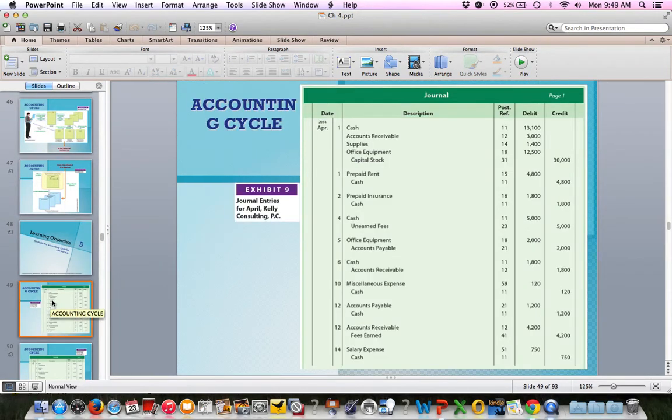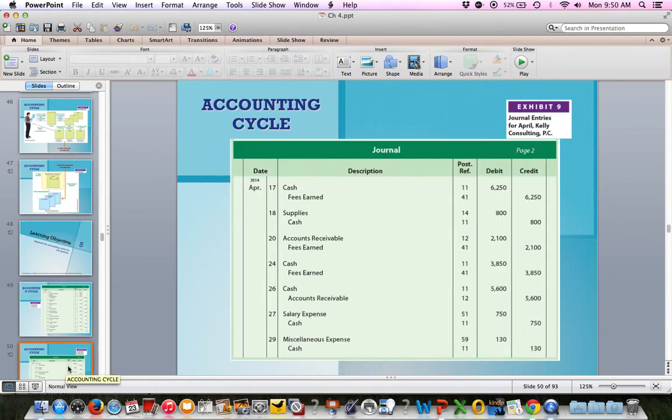So let's go ahead and just take our sample company, or a new sample company I should say. This is for Kelly Consulting for the month of April, and you can see we've got several journal entries to reflect transactions that have happened for the month of April. You can see the posting references completed, which means they've all been posted to our ledger. So just a series of journal entries in our journal, chronologically ordered, first of the month all the way down.